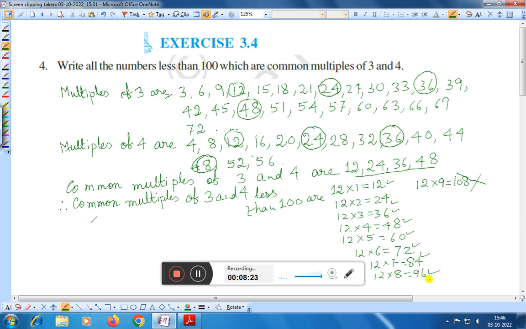Therefore, the common multiples of 3 and 4 less than 100 are 12 into 1, 12, 12 into 2, 24, 12 into 3, 36, 12 into 4, 48, 12 into 5, 60, 12 into 6, 72, 12 into 7, 84, and 12 into 8, 96. And 12 into 9 is 108, but less than 100 you have to take. Therefore, we will not take 108. This is the solution of question number 4, exercise 3.4.